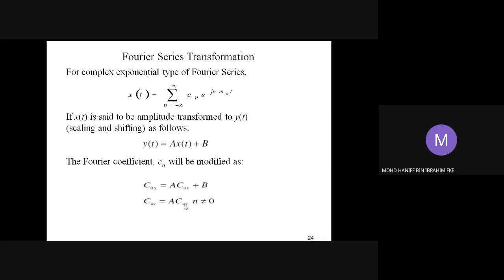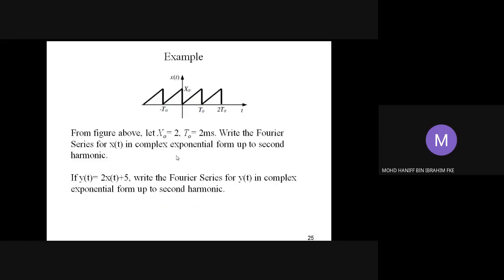Okay, so that should be the Fourier coefficients obtained for a function which experiences a transformation. To understand this further, let's have a look at this example. In this example, we are given sawtooth functions.